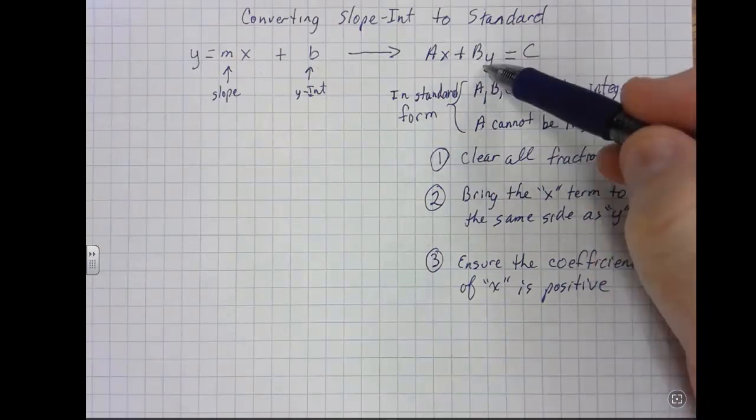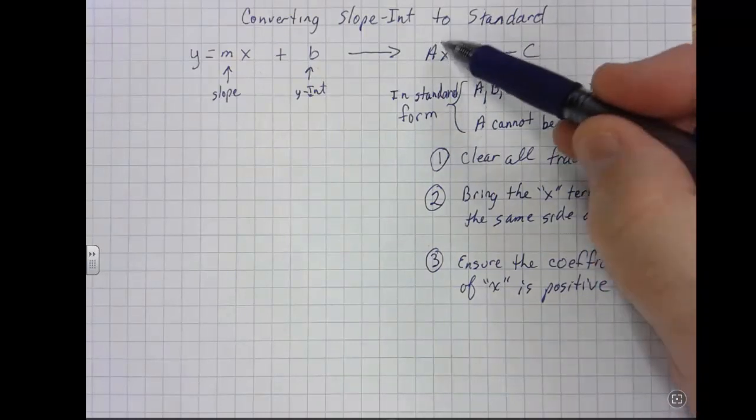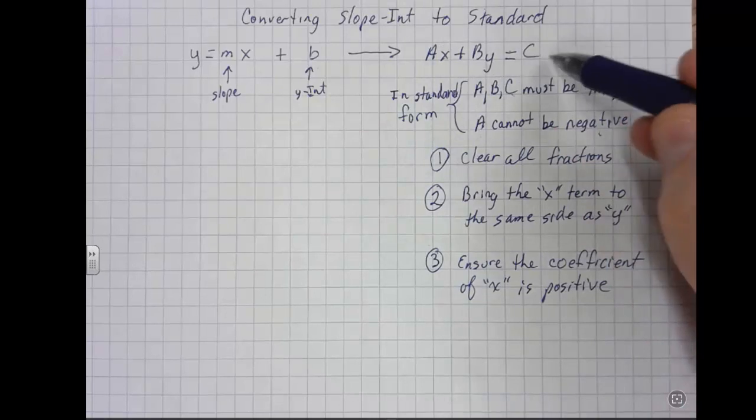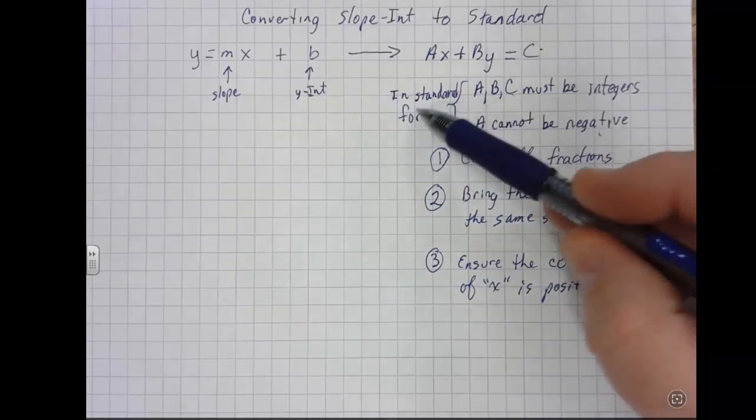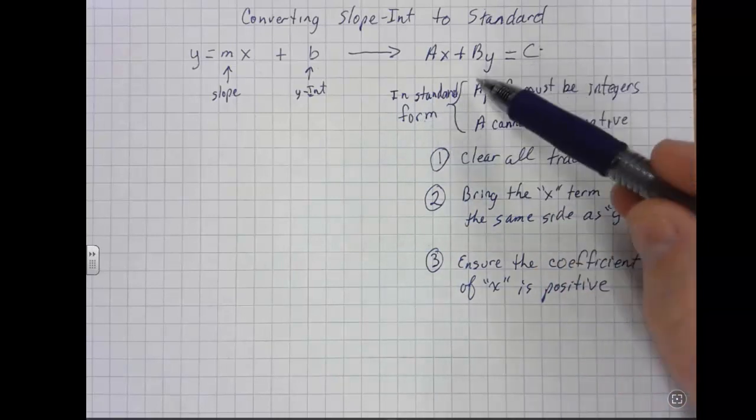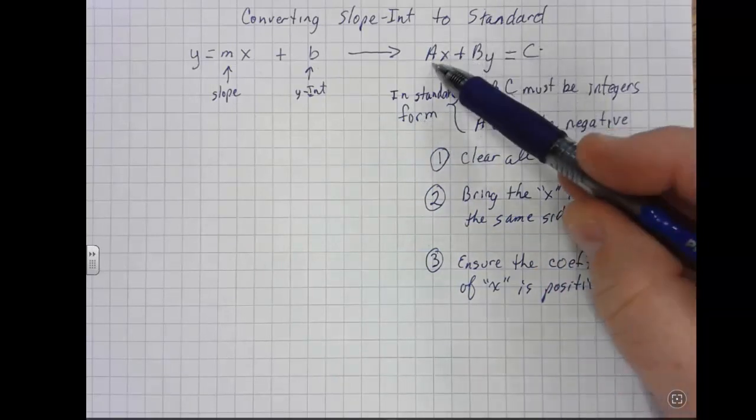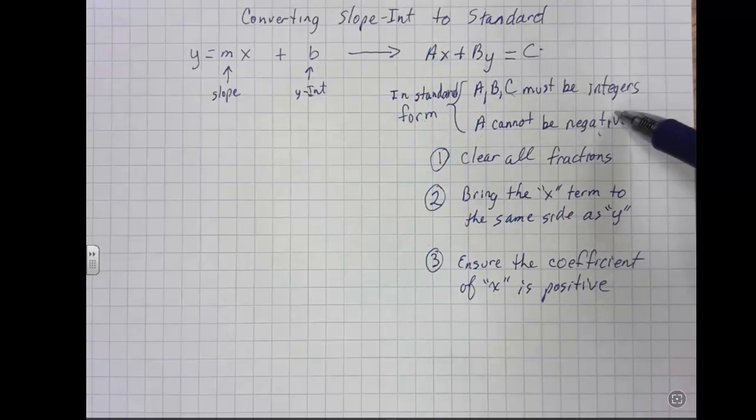x and y are your variables, but you have these letters a and b, which are coefficients of x and y, and then this value c, which is just some constant term. Now when you're in standard form, the a, the b, and the c values must be integers, meaning no decimals and no fractions. That means we're going to have to clear out some decimals or clear out some fractions.